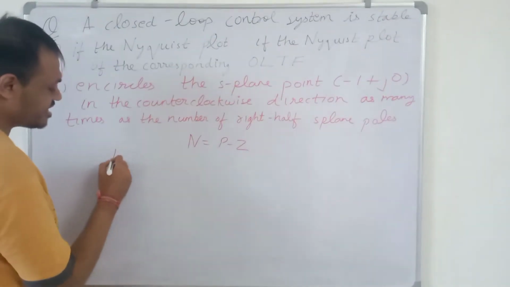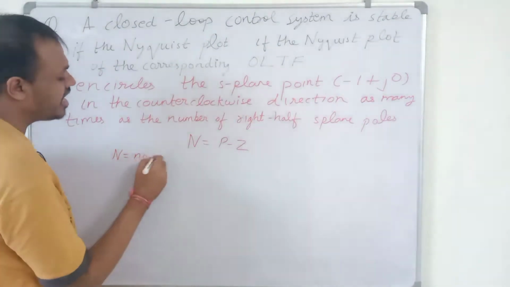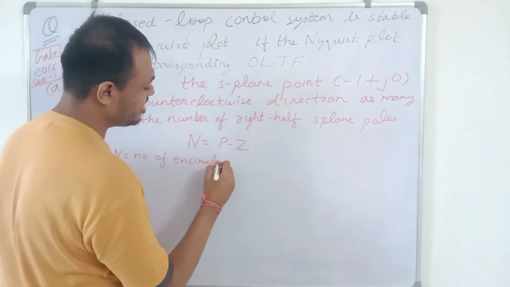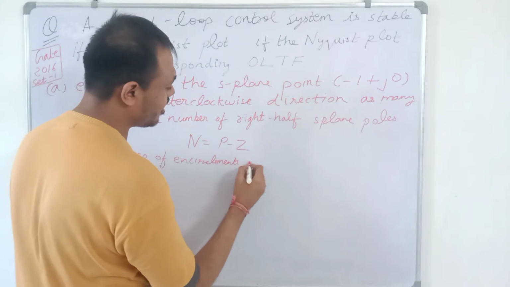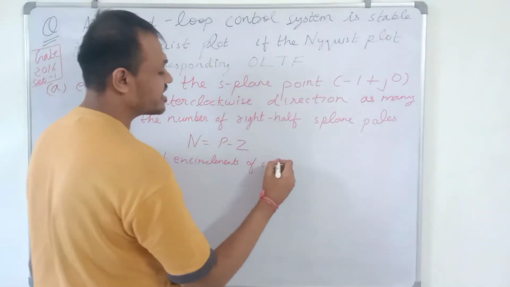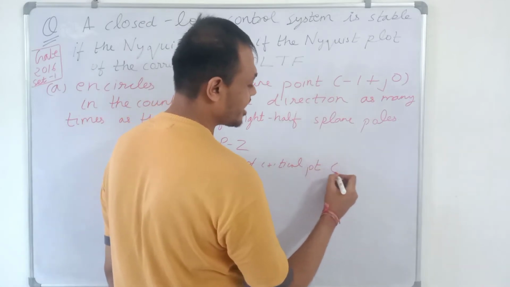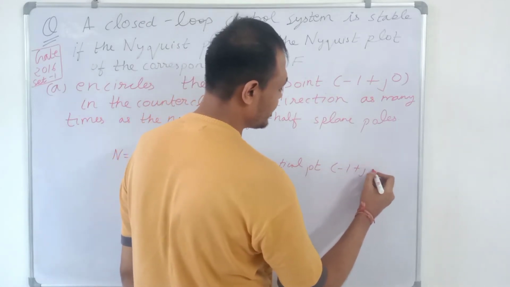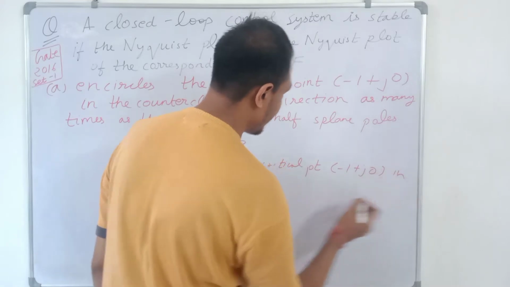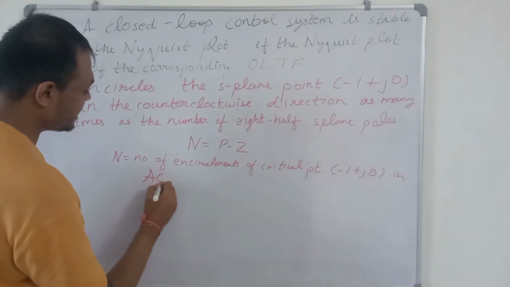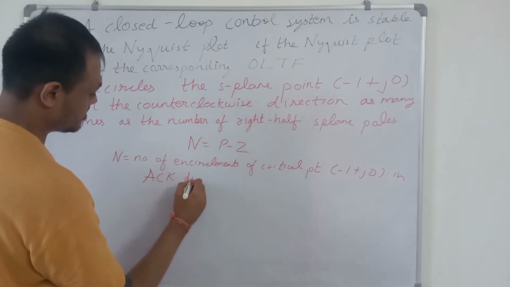where N is the number of encirclements of the critical point. The critical point is -1 plus j0. N is the number of encirclements of the critical point -1 plus j0 in the anti-clockwise direction.